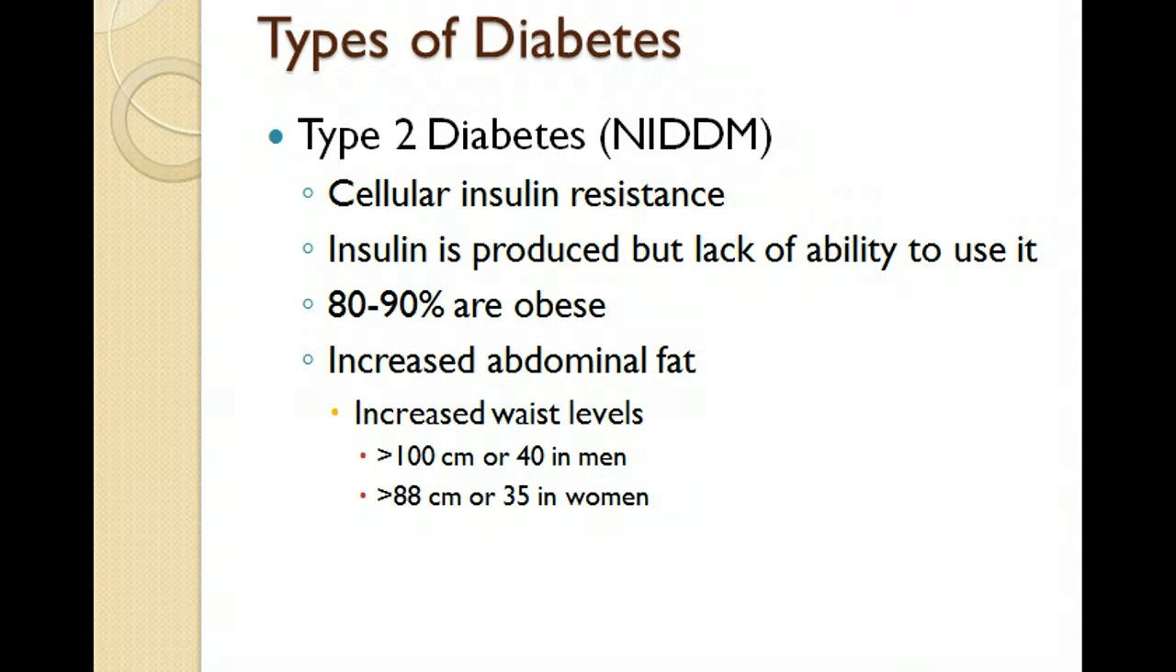So this is by far the most common. Most people are going to develop this in adulthood, but with increases in childhood obesity, there are younger and younger ages of people who have type 2 diabetes. So there can be teenagers that have type 2 diabetes.